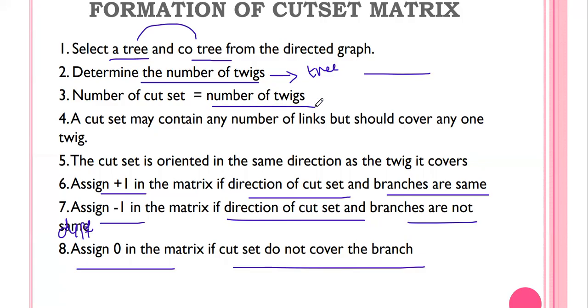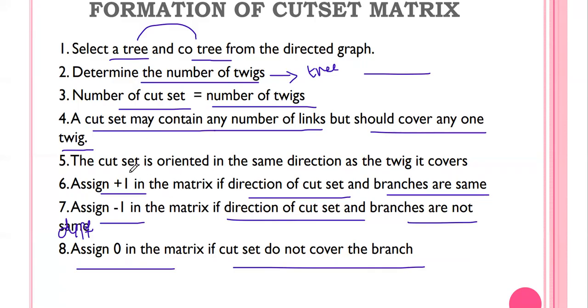Then this number of twigs is equal to the number of cut sets. So for this problem, how many cut sets? It is equal to the number of twigs. Then the next one, a cut set may contain any number of links, but should cover only one twig. In that cut set, only one tree branch is available, but any number of co-tree branches may be available. That is called a cut set.